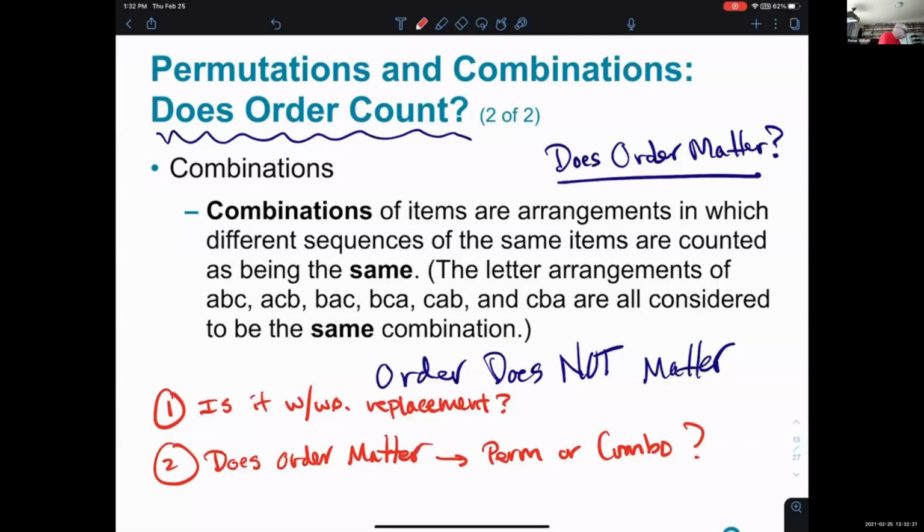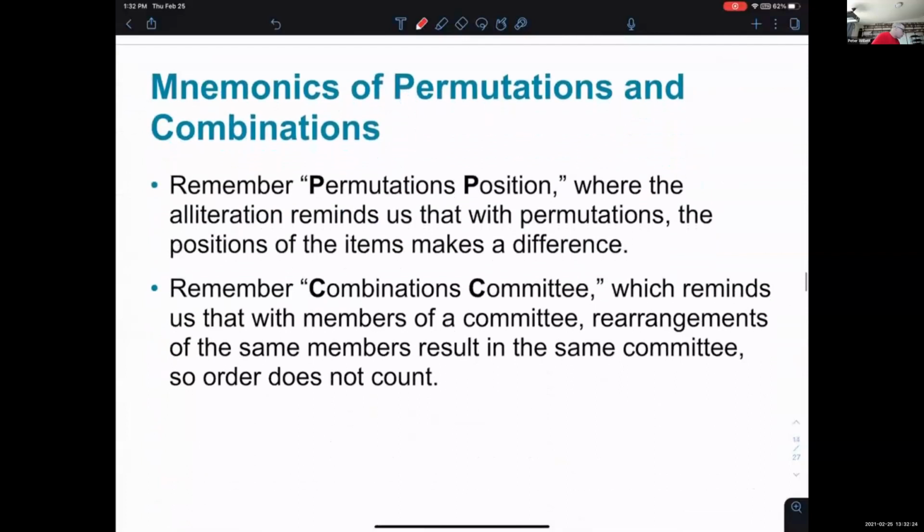All right, over most people's heads, I'm sure. Hopefully this will get you thinking in the right way. So they try to give you a little helpful mnemonic here. Remember, permutations, position, where the alliteration reminds us that with permutations, the positions of the items make a difference in terms of counting up the different ways things can happen. And combinations, committee. I described a situation of choosing three people and forming a committee because that's a good example of combinations. When you choose a committee, rearrangements of the same members result in the same committee. So the order in which you choose the people doesn't matter. Permutations, position; combinations, committee. Hopefully that helps.